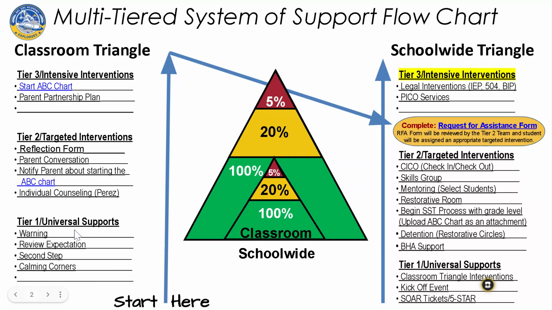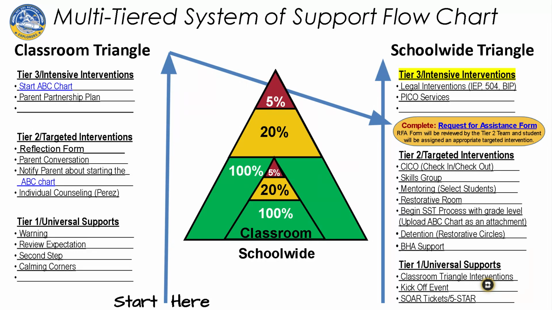If you are providing the Tier 1 supports to your students and you notice there are a few students that have some concerning negative behaviors, you may move them into the Tier 2 classroom level. At the Tier 2 intervention level, you are providing students with reflection forms that are usually aligned with SOAR. You're also having parent conversations. This can be on Parent Connect or verbally over a phone call, parent conferences, and letting parents know that there are some concerning behaviors there. When you have these conversations, it's very important that you are logging and documenting them within Q.